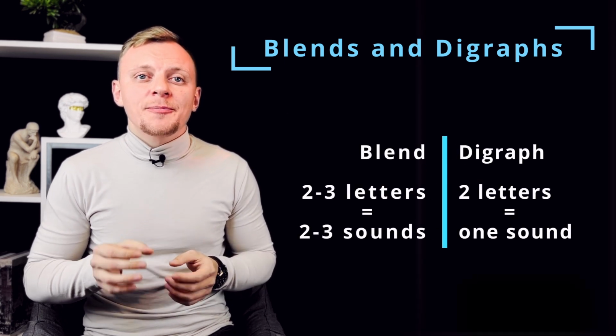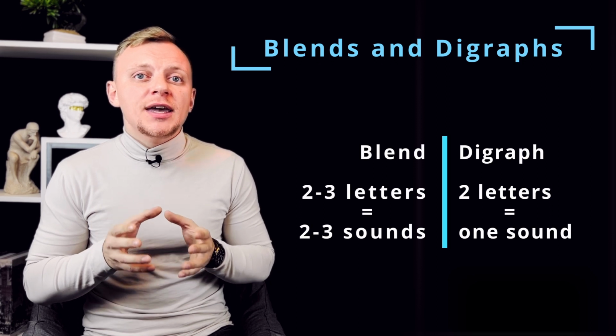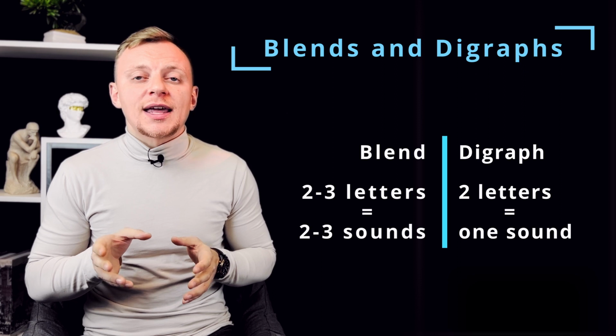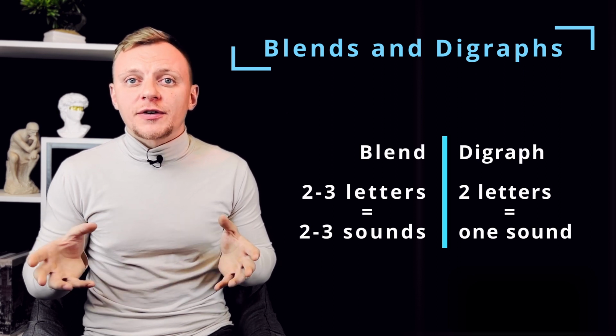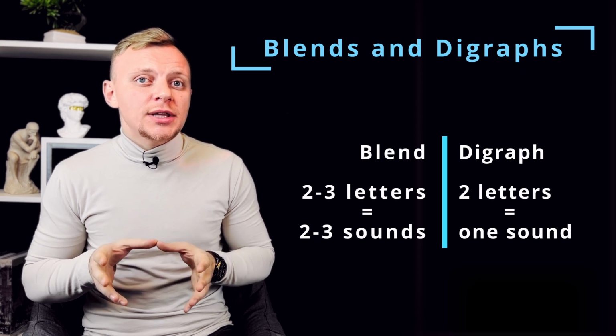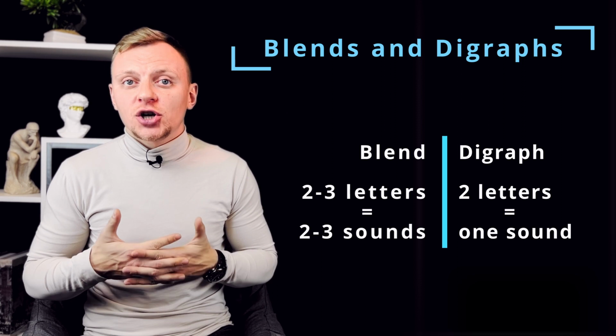Now, let's talk about the most commonly used blends and digraphs. For your understanding, blends are usually 2 or 3 letters, each giving its separate sound. For example, ND sounds like nd, 2 different sounds combined together. And a digraph, on the other hand, is usually 2 letters that give one sound. For example, SH sounds like sh.